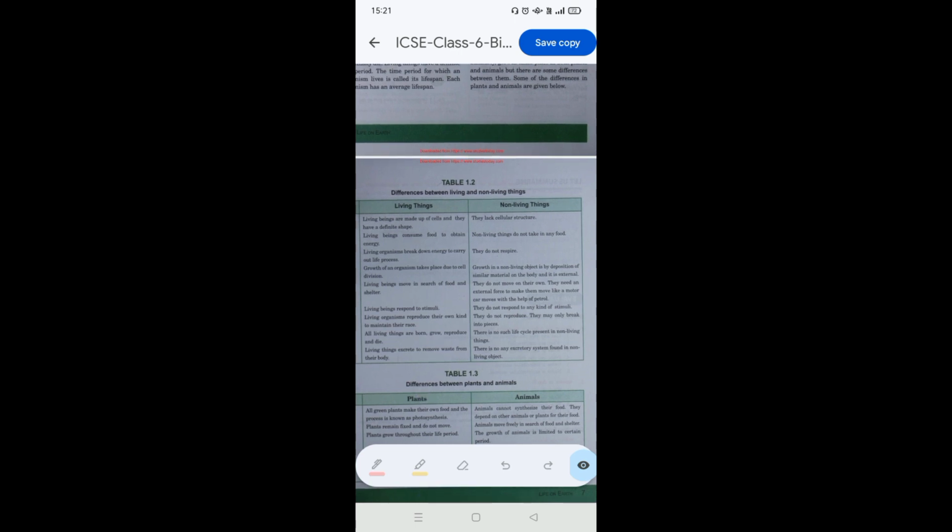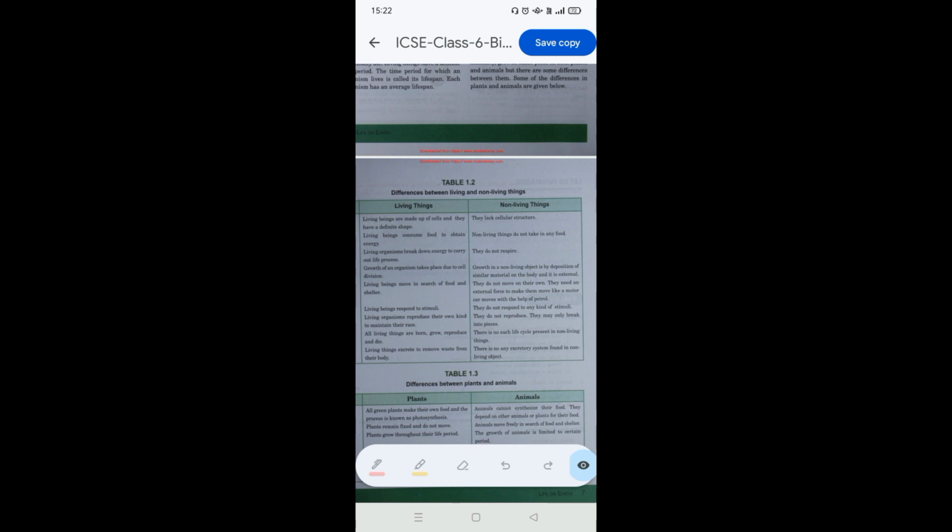So, table 1.2, differences between living and non living things. Living things. First point is living things or living beings are made up of cells and they have a definite shape, whereas in case of non living things, they lack cellular structure. Living beings consume food to obtain their energy, whereas in case of non living things, they do not take any food.